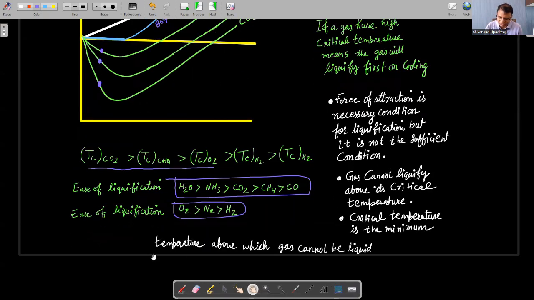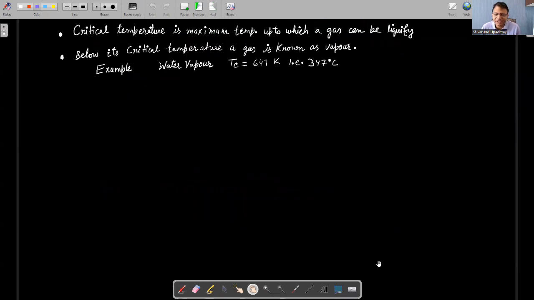Critical temperature is the minimum temperature above which gas cannot be liquefied, or we can say that it is the maximum temperature up to which the gas can be liquefied. Below its critical temperature, this is also given in NCERT, a gas is known as vapor, and water vapor critical temperature is 647 Kelvin, means it is equal to 374 degree Celsius.